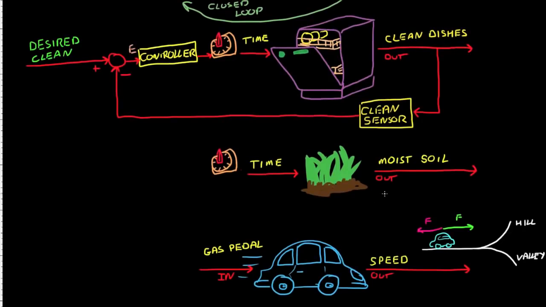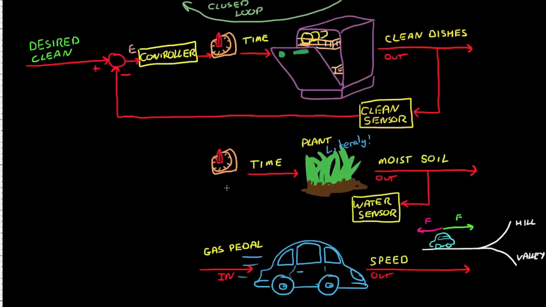A sprinkler system could also benefit from closed-loop control. The sensor could be a device planted in the soil that measures the moisture content of the plant. Remember that in this case the plant is both the grass and the soil. The reference signal would be a desired soil moisture content.